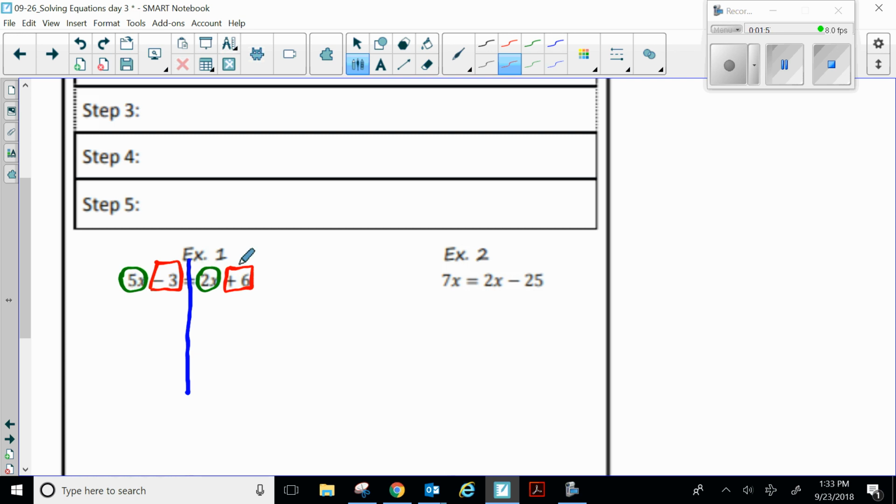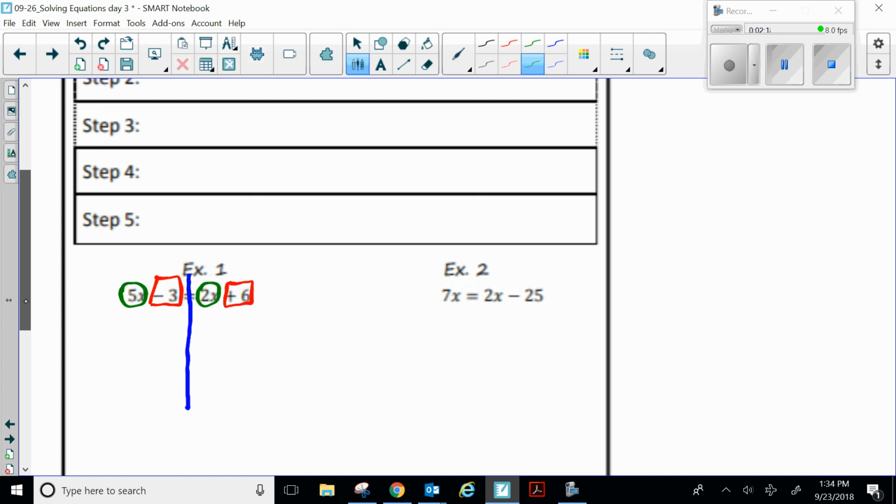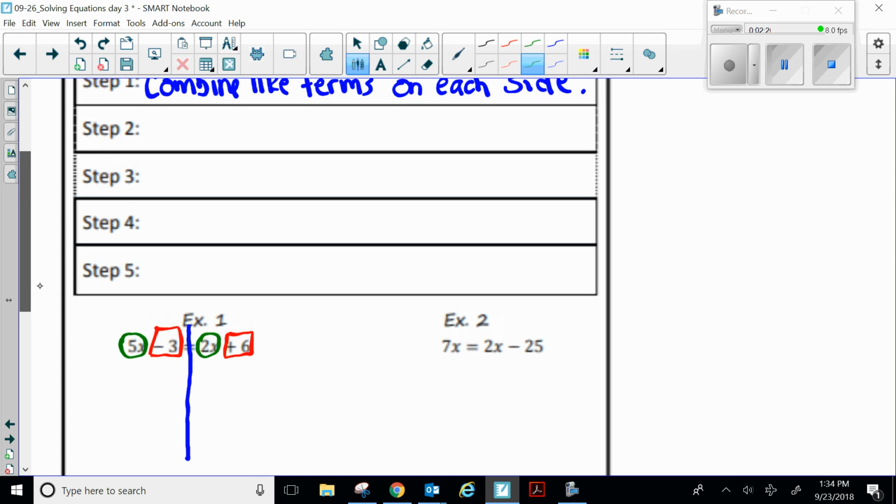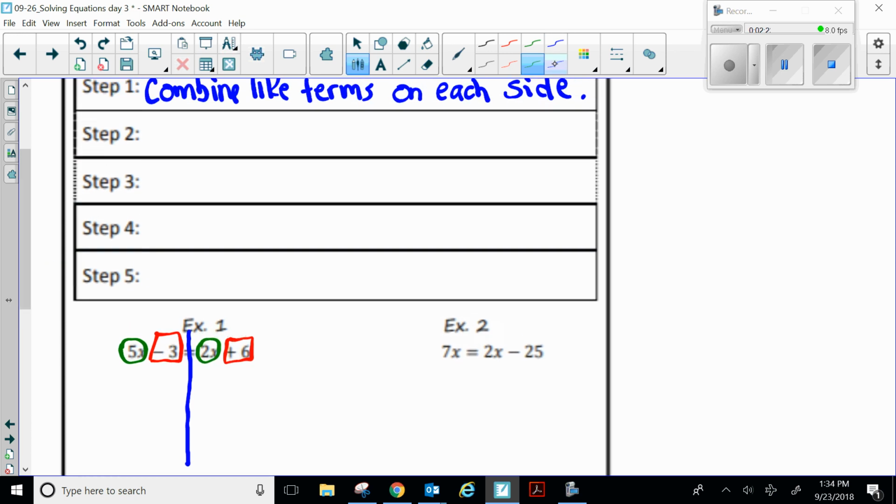So now I'm looking on each side to see if there's anything I need to combine. Well, I have nothing I need to combine on my left side, and nothing I can combine on my right side because these are not like terms. If they were, then I would have the same symbols drawn around them. They'd both be x's or they'd both be constants. So I'm not going to need to combine anything this time.